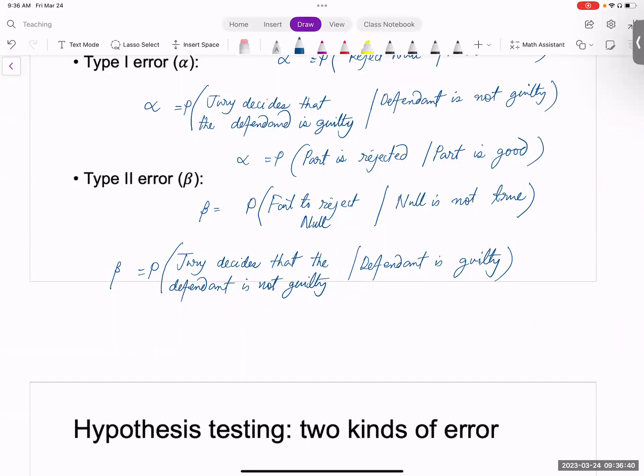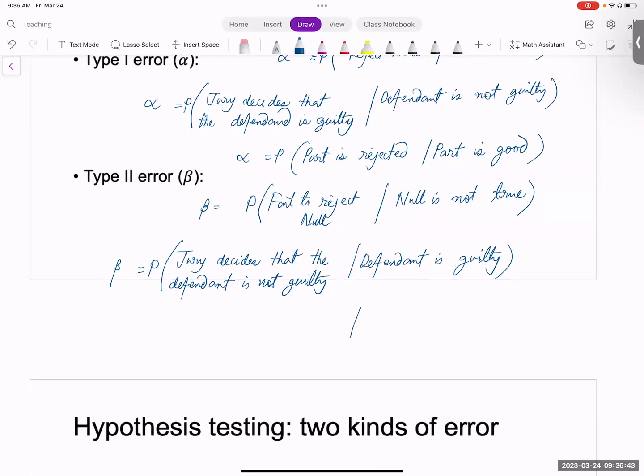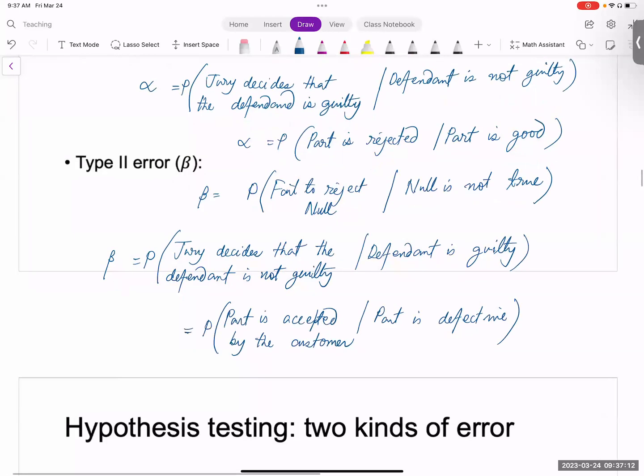In the quality control context, let's say the part that I was making is indeed defective. The part was defective, but the part is accepted by the customer. And that is your type 2 error.